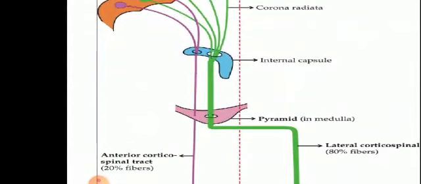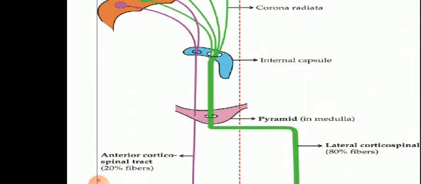So that was about the 80% of the fibers which passed through the pyramid of the medulla, which immediately after passing through the pyramid decussated to the opposite side. Now we have some more fibers remaining. The remaining 20% of the fibers descend down ipsilaterally, that means they are not crossing over to the opposite side, and they come down through the medulla. They are not passing through the pyramid, and they come down in the anterior funiculus of the spinal cord.